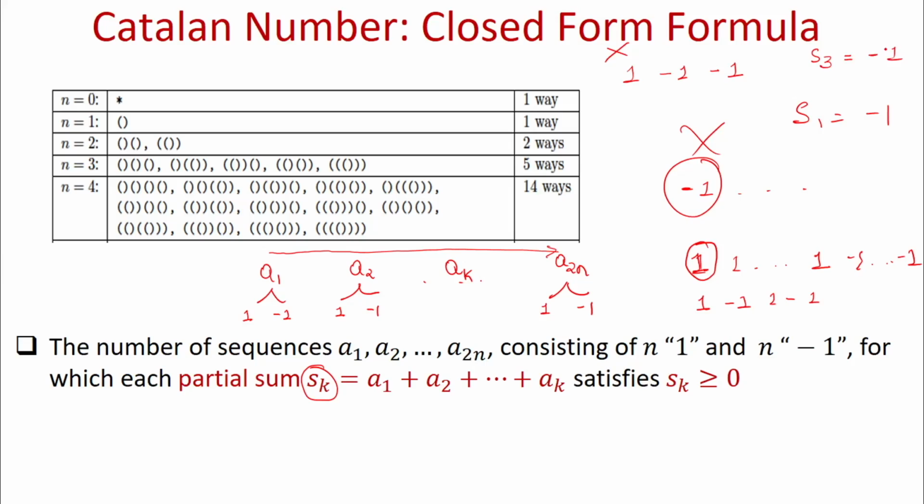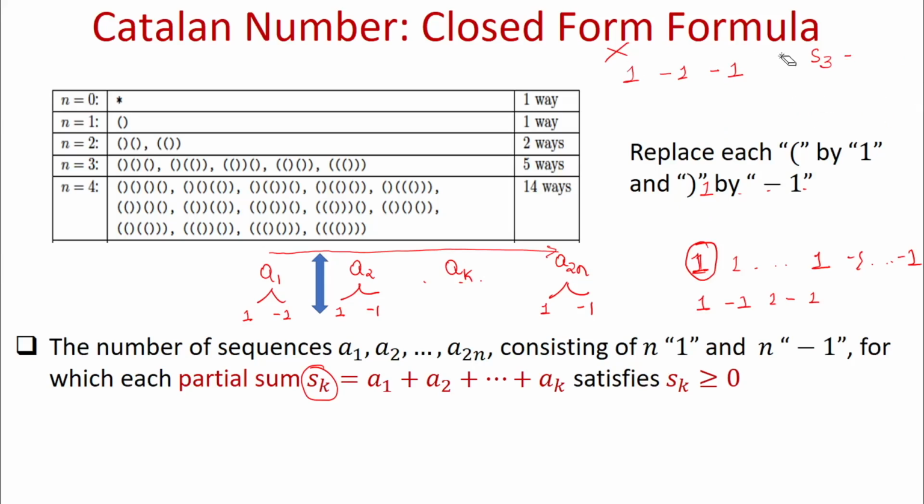So I am interested to find out the number of sequences consisting of n 1s and n -1s satisfying this condition. And it turns out that the number of sequences satisfying this condition is exactly the same as the number of valid strings consisting of n opening parentheses and n closing parentheses. This is because you can interpret the new problem as the following.